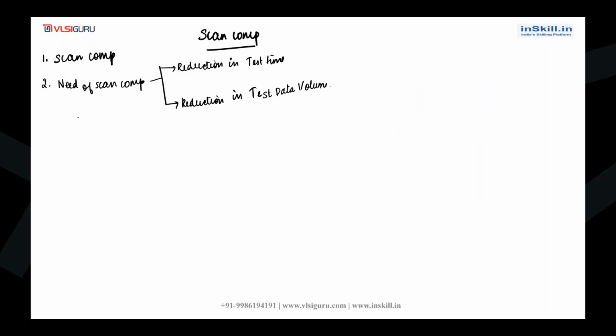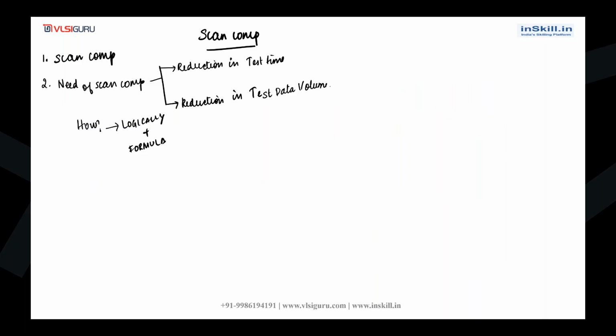When we do this topic, we will understand both logically as well as with the help of formulas. We will take the formula for test time and the formula for test data volume. We will substitute the values, and we will compare with compression and without compression, to understand how, if you go for scan compression, you are able to achieve reduction in test time and reduction in test data volume. We will also explain it logically without using formulas.